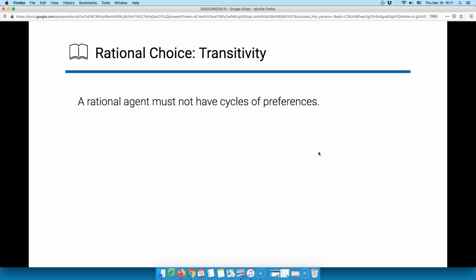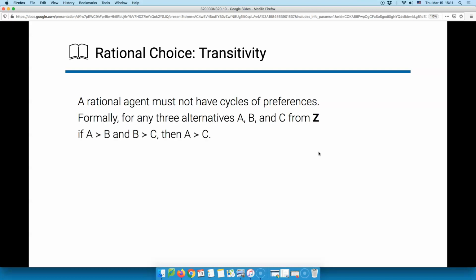The second thing that we want from preferences is that preferences have to be transitive. The decision maker must not have any cycles of preferences. A formal definition of this property of preferences is that if you're looking at 3 alternatives, A, B, and C, and if you prefer A to B and B to C, then you definitely have to prefer A to C.